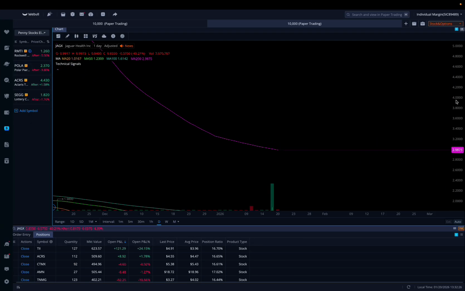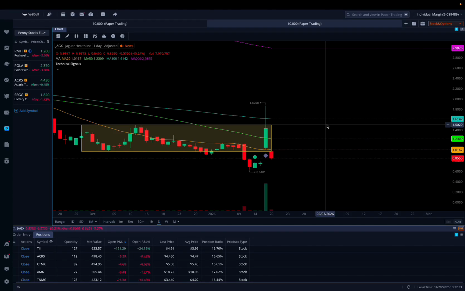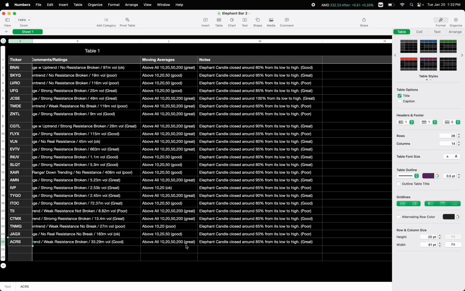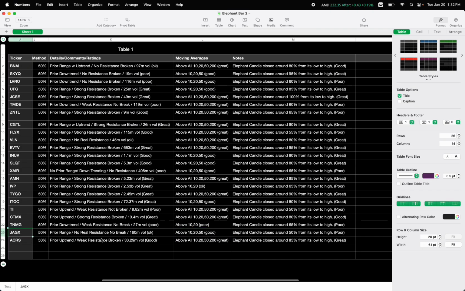JAGX is a prime example of how things could go bad very, very quickly. As you can see here, we entered, and firstly, this was a poor entry on my part. Not gonna lie. Let's look at the spread here, on JAGX over here on the left. Prior range small, it wasn't really considered a range. No real resistance, so no break. 150 volume. The volume was good, but everything else besides that was pretty poor.